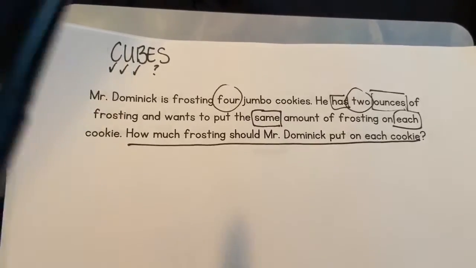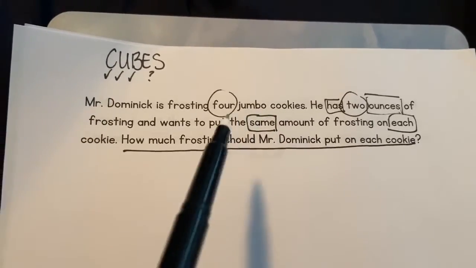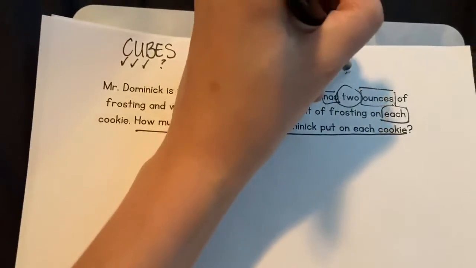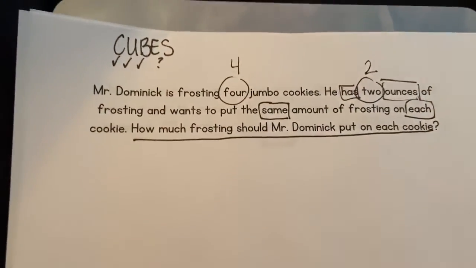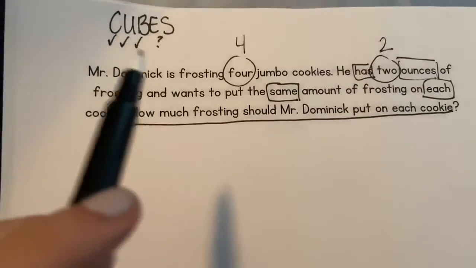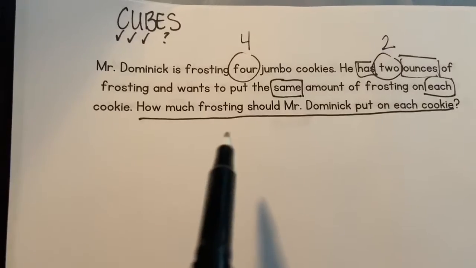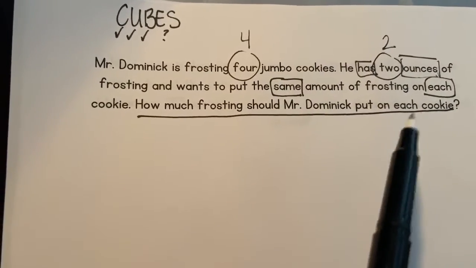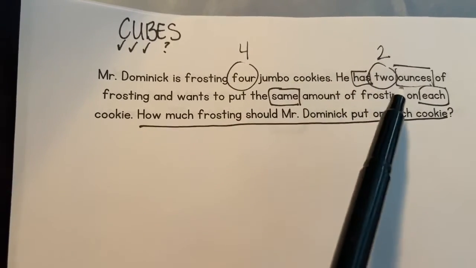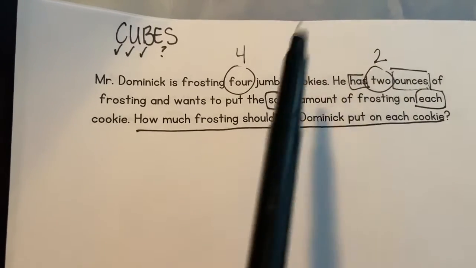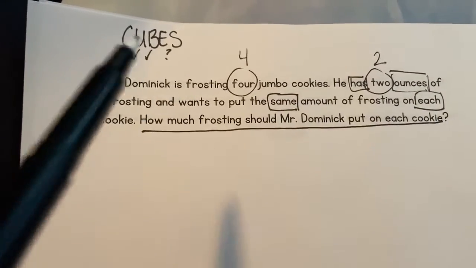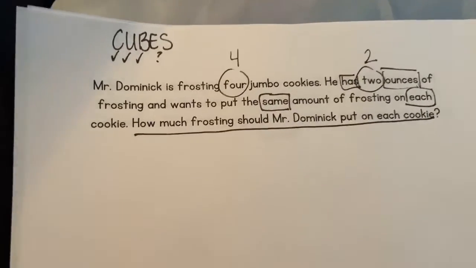So I went into my cubes, I circled my numbers, which are 4 and 2. These are written in word form, so if you need to, I would suggest writing them in numerical form above it, so that way you know. I underlined the question, how much frosting should Mr. Dominic put on each cookie? And then I boxed in my important words. I know that he has 2 ounces of the frosting and the same amount needs to go on each cookie, okay?